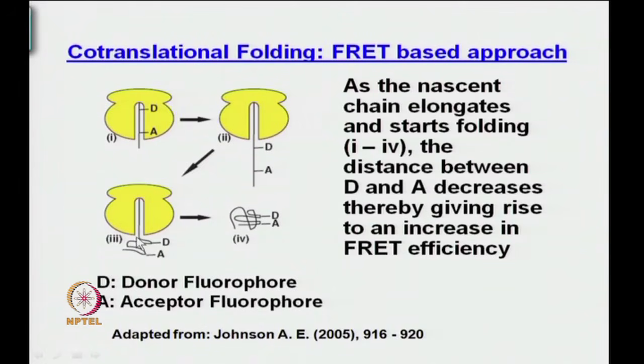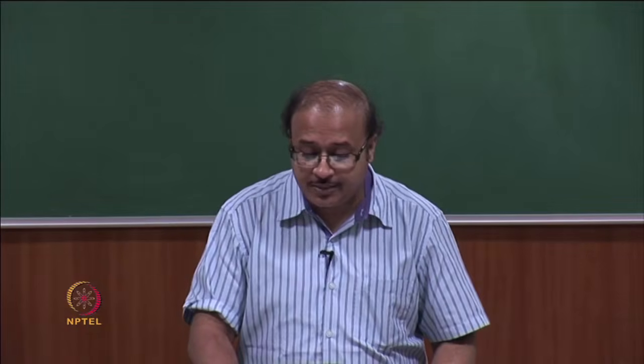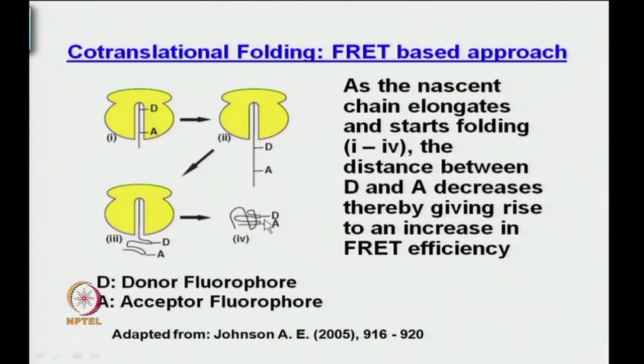Once you go to 3, you start developing some sort of structure, and the moment that happens, D and A come close to each other. Finally, when the protein is released into the cytosol from the ribosome trigger factor combination, A and D are pretty close. If you look at the text to the right of your screen, it says, as the nascent chain elongates and starts folding, the distance between D and A decreases, thereby giving rise to an increase in FRET efficiency.